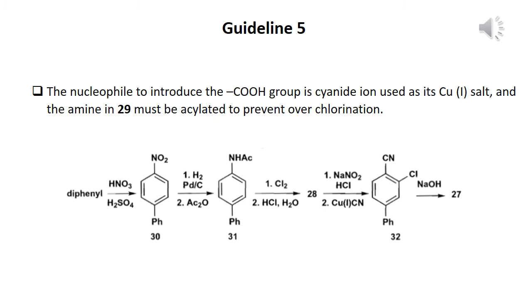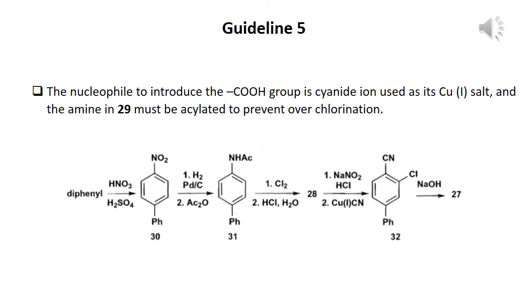So if you remember the structure of 28, what was that? 28 was having an NH2 group with phenyl, but there was a chloro along with that. So what have we done? We have protected the amino group, and we have done chlorination of that substrate. After chlorination, the chloro will come at the ortho position to the amino group.